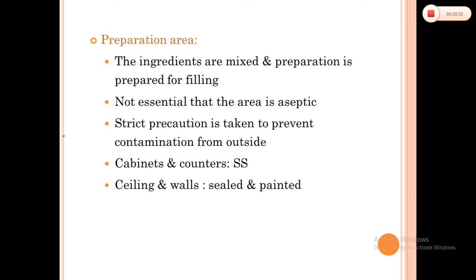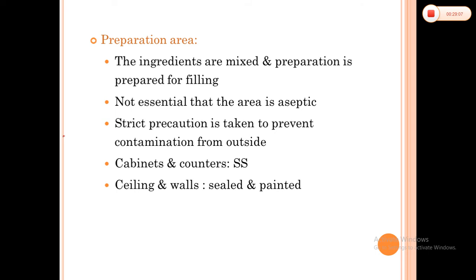Then the preparation area, called the class 2 area or the class B area, where a 1000 particulate count per cubic foot can be acceptable. So in this particular preparation area, the ingredients are mixed and the preparation is prepared for filling. It is not necessary that the area is aseptic, but strict precautions are to be taken to prevent contamination from the outside, and that's why airlock systems are provided for the entry of persons from one compartment to another room.